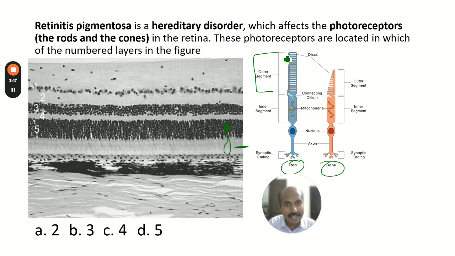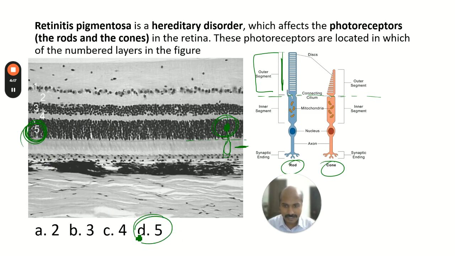This is the outer segment, that is the process. That process will be piercing the outer limiting membrane. So this is the outer limiting membrane, and it will be pierced by the outer segment. So you have a nucleus over here. From there, the outer segment is piercing perforations in the outer limiting membrane, and the outer segment is located in the layer of rods and cones. So the best answer for our question is choice number 5.